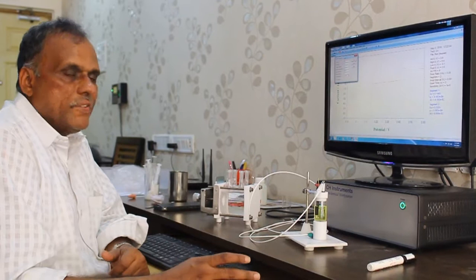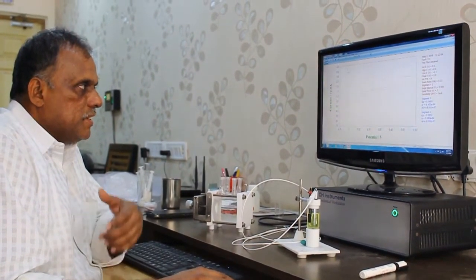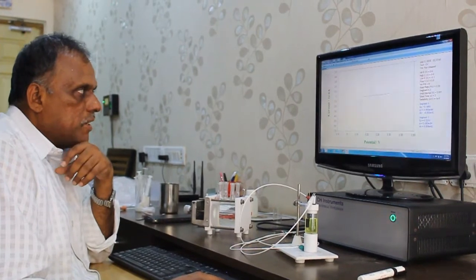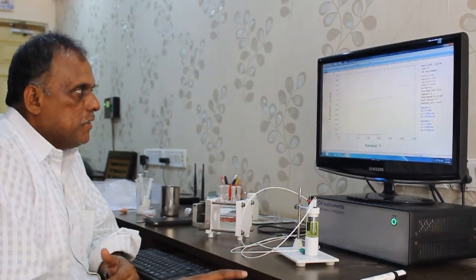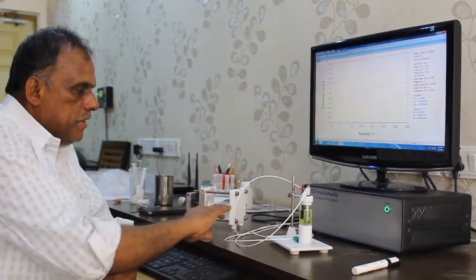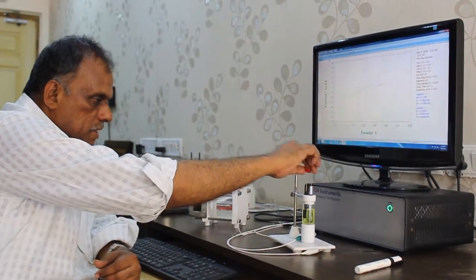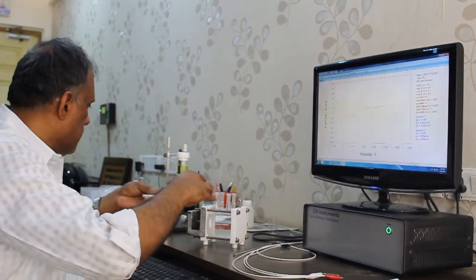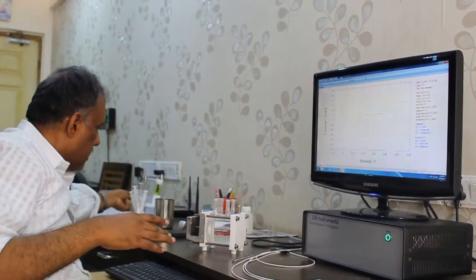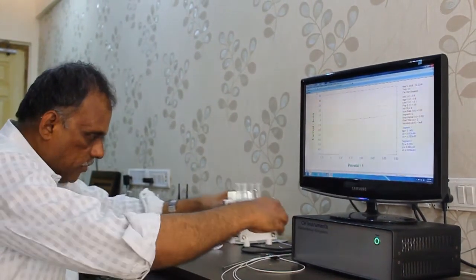Now I have no idea which potential to start with, so I am not proceeding with the experiment. I want to get feedback from the open circuit potential. I am disconnecting the leads from the old experiment, removing my cell holder, keeping it away, and taking a corrosion cell.